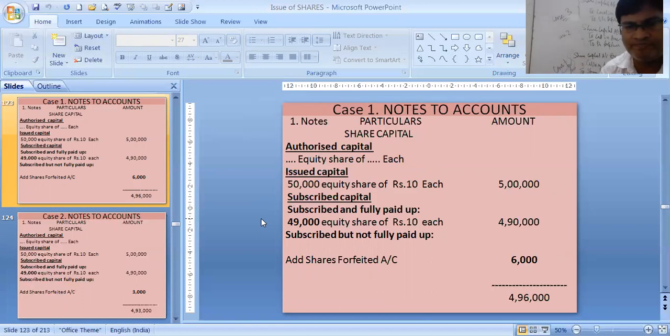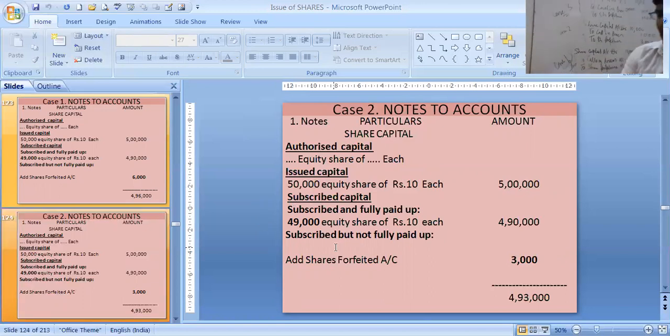In case 2, that is also the same. In case 2, again 49,000 shares, but you notice that the amount of share forfeiture is 3,000. So add share forfeiture 3,000: 4,90,000 plus 3,000, 4,93,000. There is nothing subscribed but not fully paid up, because none of the shares were reissued, but we have cancelled the shares, forfeited the shares. Forfeited means cancelling the shares. 1,000 shares of Rishabh are cancelled, fully deleted. That's why we have debited the share capital with 10,000.